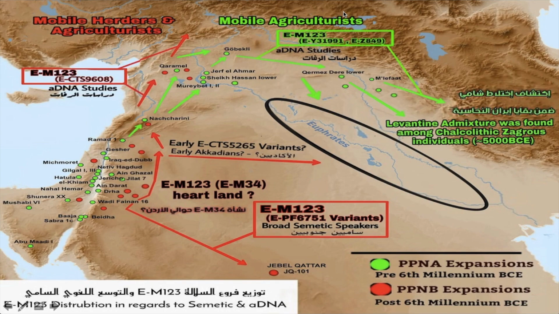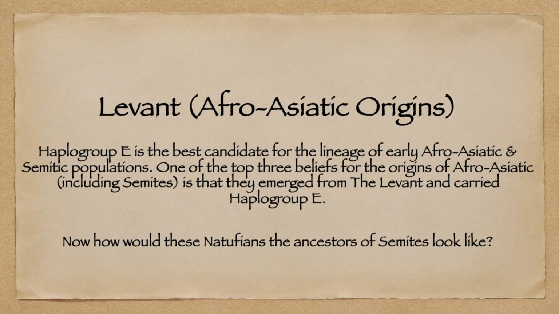And so when we put it all together, we do see this expansion of a lot of old samples of E in the Levant, but as you go outwards, the samples get a bit younger, and we see these haplogroup E individuals in Mesopotamia and going into Arabia, which fits with the Semites going from the Levant into Mesopotamia, specifically people like the Eastern Akkadians and their descendants. Haplogroup E is the best candidate for the lineage of early Afro-Asiatic and Semitic populations.